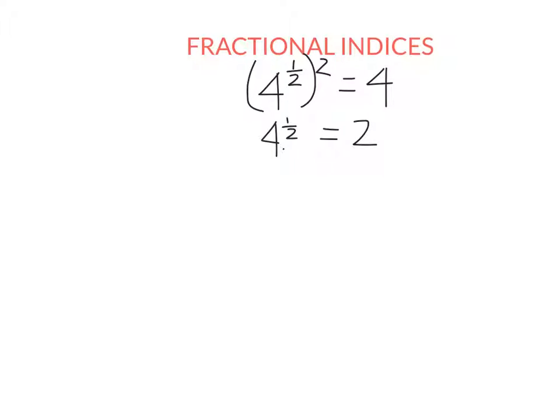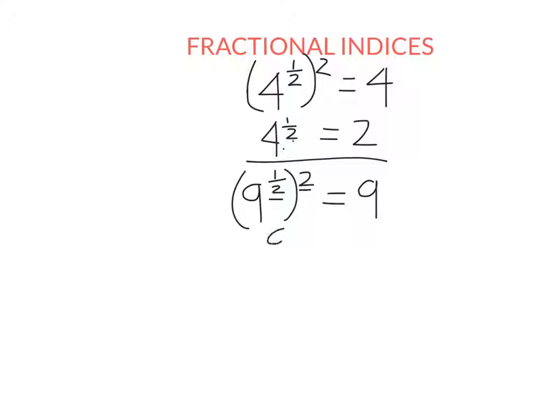Okay, so did we just go 4 times a half? Let's see if it works for another number. So let's say I have 9 to the power of a half. So if I square that, I get 9. Half times 2 is 1. We multiply the powers together. So 9 to the power of a half is the thing that you square to get 9. What do you square to get 9? Well, of course, the thing you square to get 9 is 3. So 9 to the power of a half is 3.